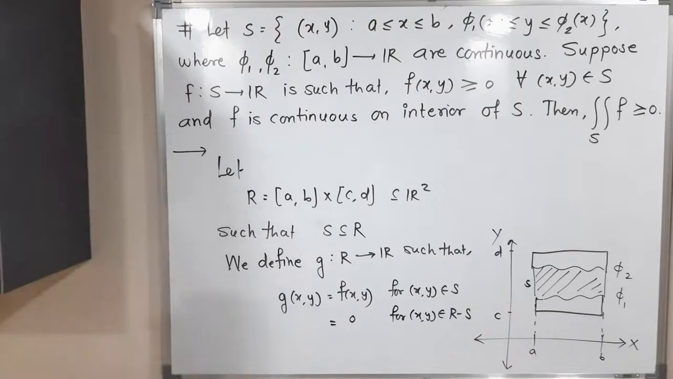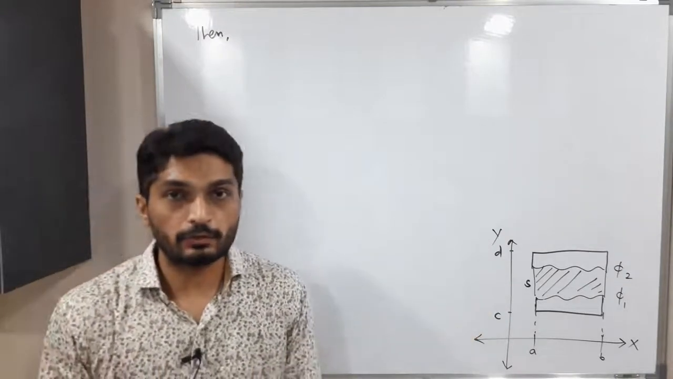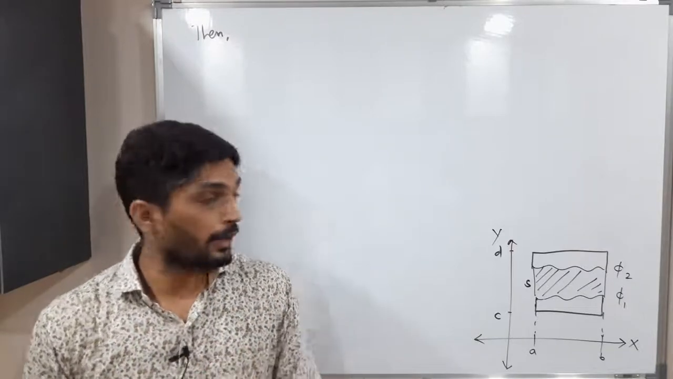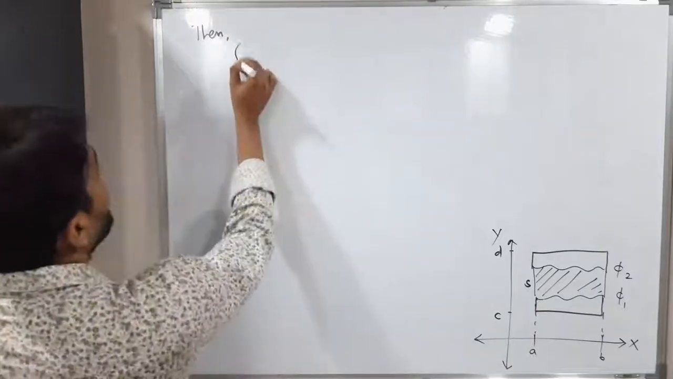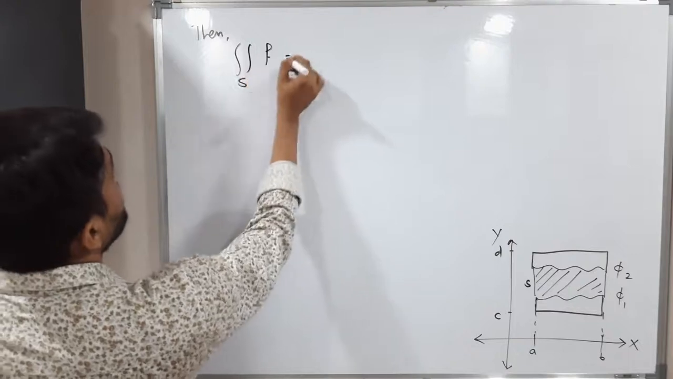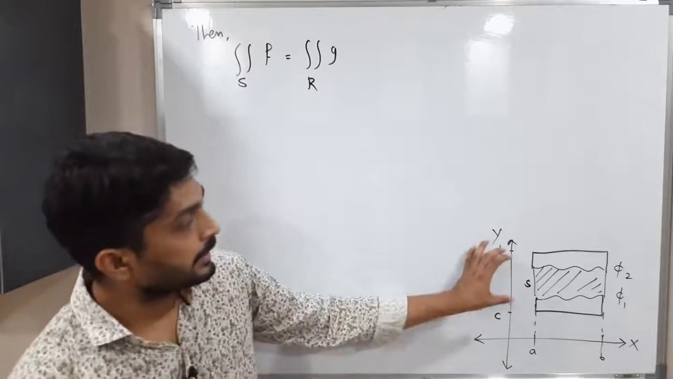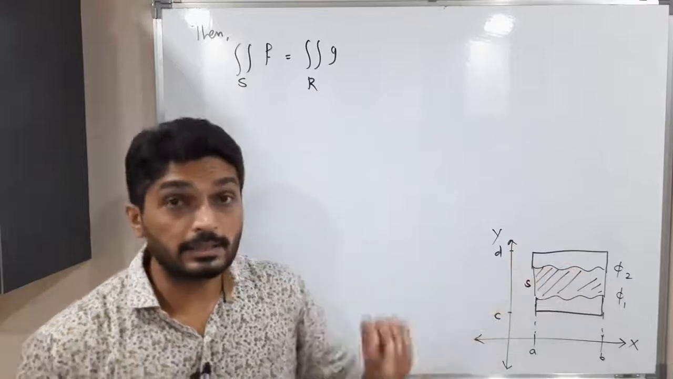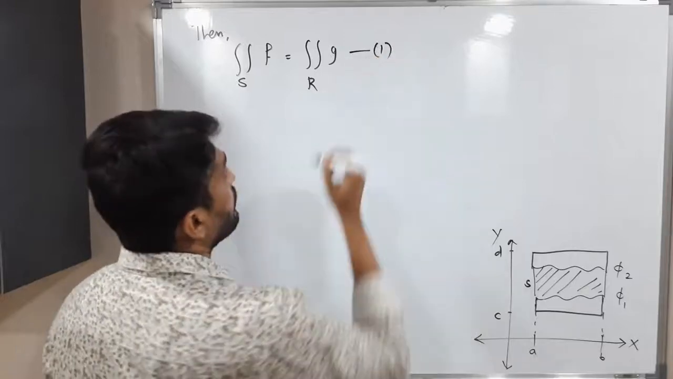There is no more space to write, so let me make a screenshot of it, then we will go further. As you know, if you take a point from set S, the values of f and g are the same, but if you take a point outside the region S, the value of g is 0. Therefore we can write that the integration of f over S is the same as the integration of g over R, since outside S the value of g is 0. This is a very important thing we have got. I am calling it 1.